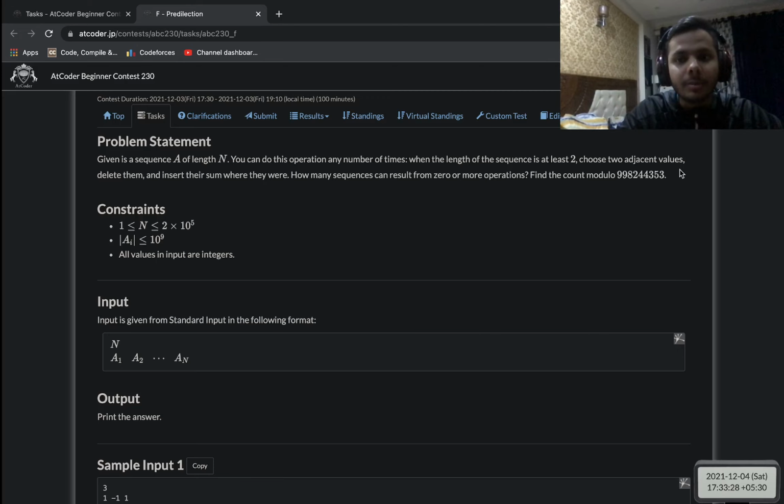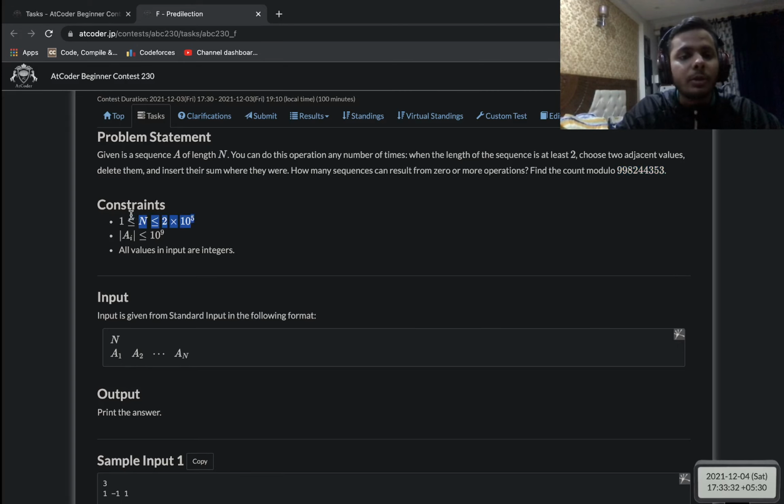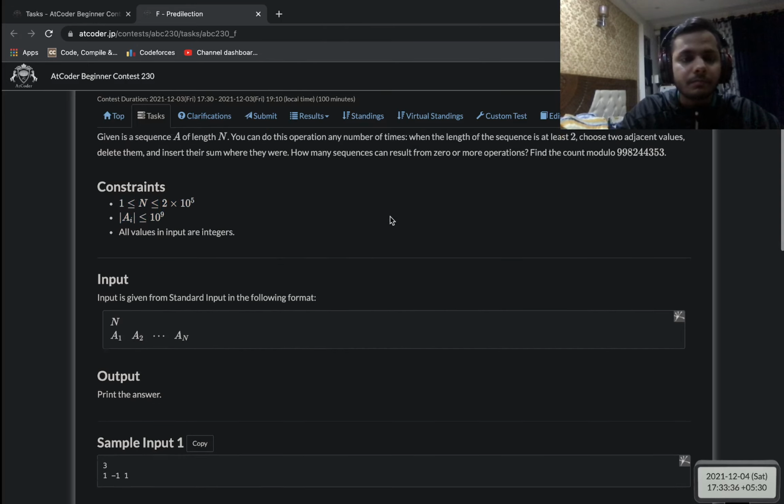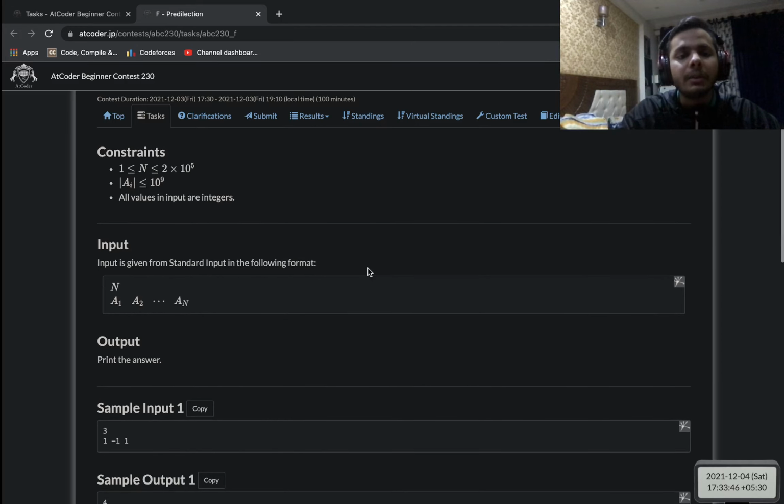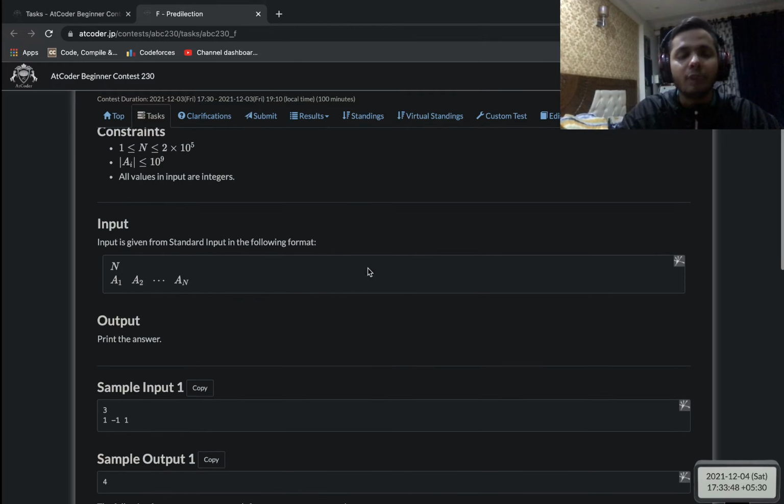So yeah, that's the problem. We have to count it modulo this number. N can be up to 2 times 10 to the 5, and the numbers a_i can be up to 10 to the 9. So in an operation, we can choose two adjacent numbers, add them, and replace those two numbers with their sum, and we need to tell the number of distinct sequences that will be formed. That's the problem.